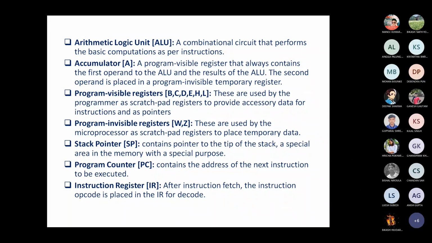BC is a 16-bit register together, while B and C are individually 8-bit registers. Similarly, DE is a 16-bit register together, while D and E are 8-bit registers individually. HL is a 16-bit register together, while H and L are 8-bit registers individually.